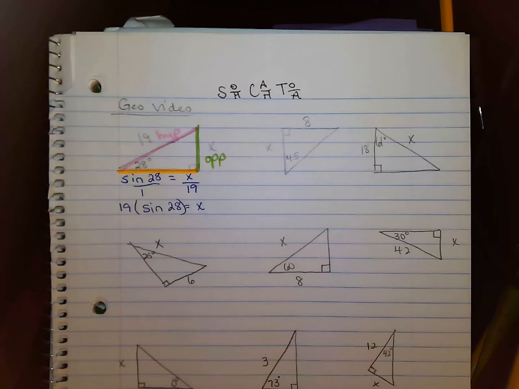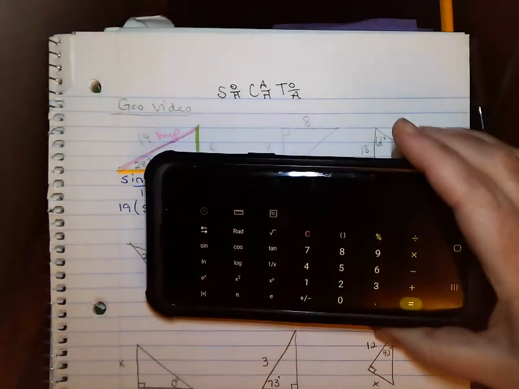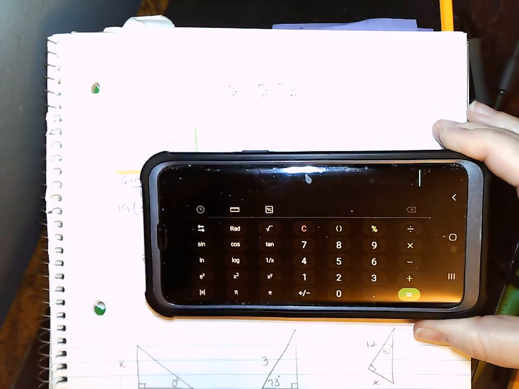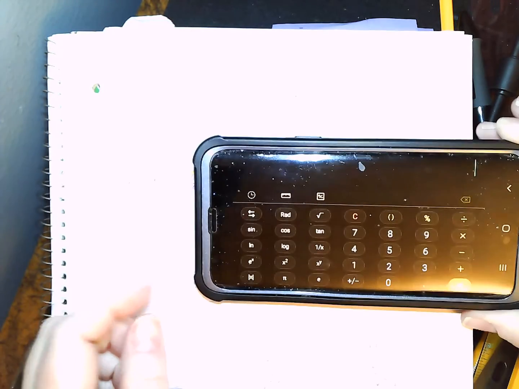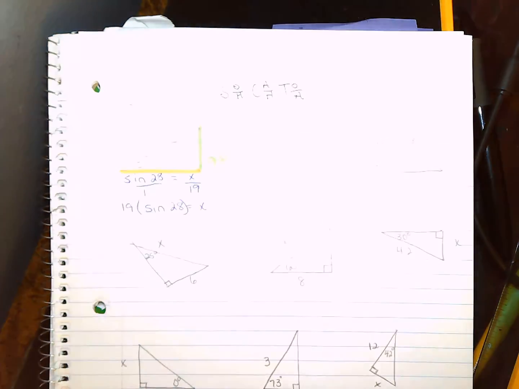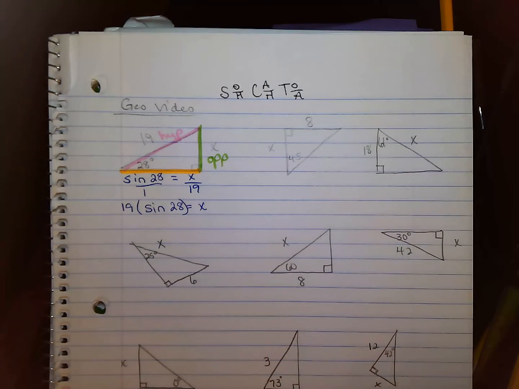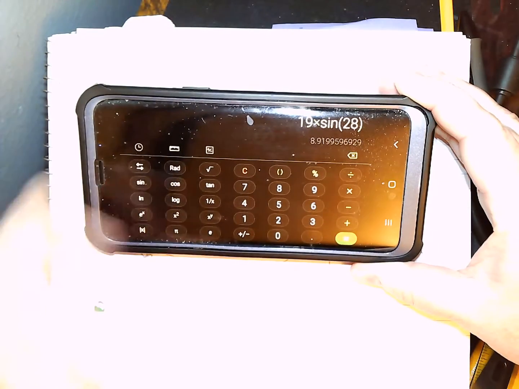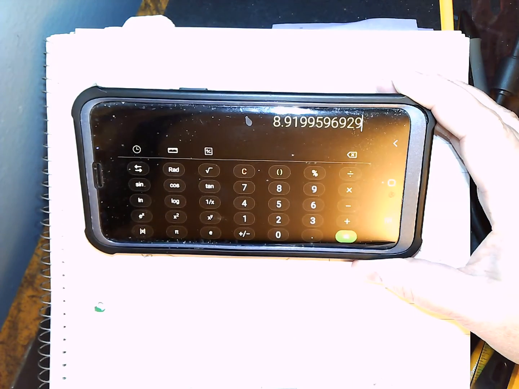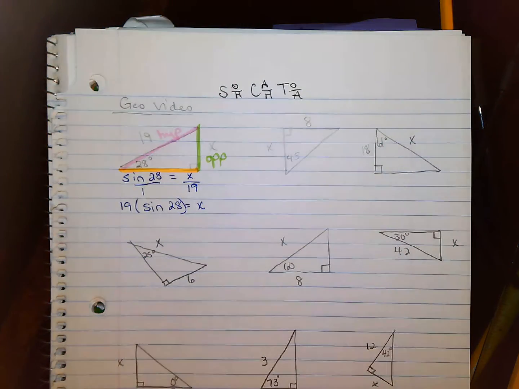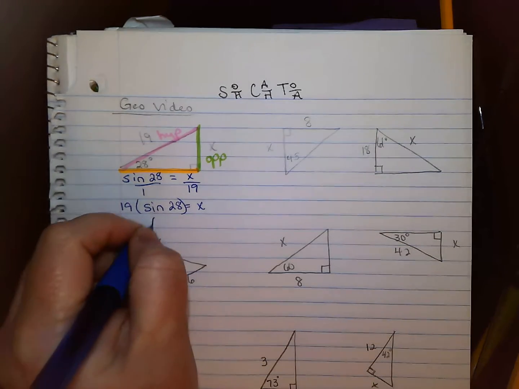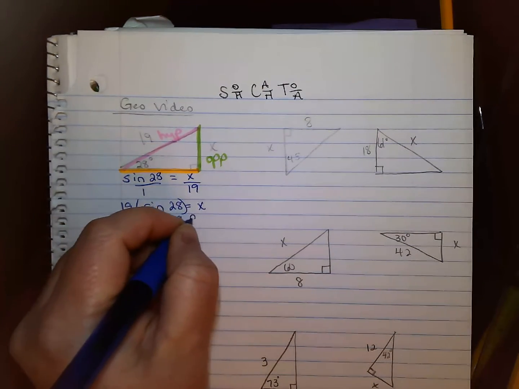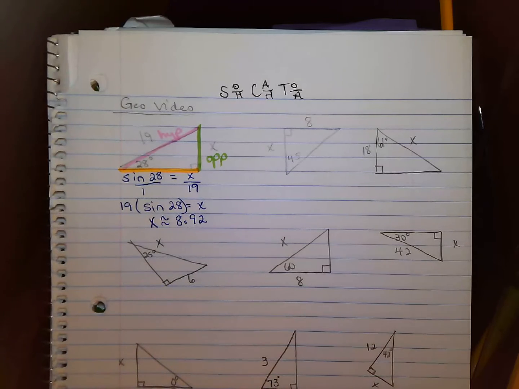Okay, and then I'm going to pull up my scientific calculator. This is the one on my cell phone, and I am going to do 19 times the sine of 28. You see that's what it looks like. Hit enter. I get 8.91995. So I'm going to put 8.92. So x is approximately 8.92. Okay.